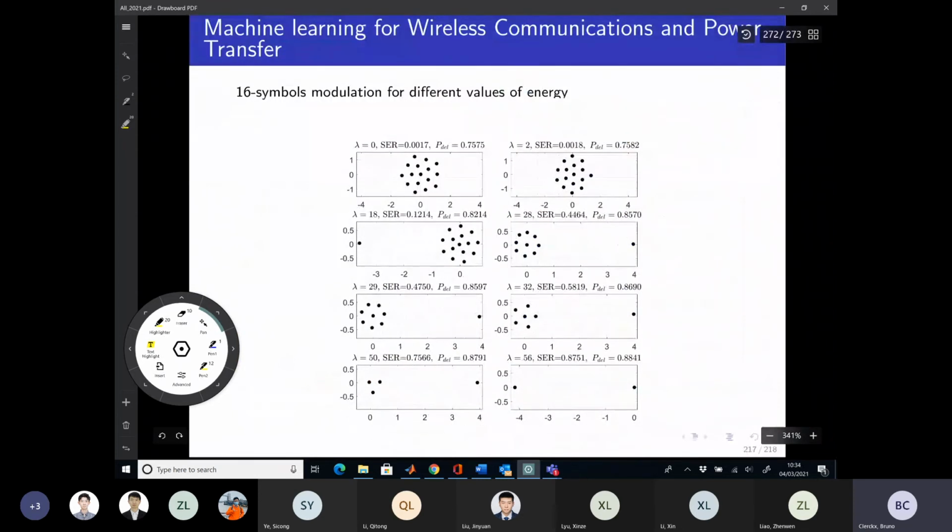Right, some other stuff that obviously is popular is to use also learning techniques, so machine learning techniques in communication and could be in power transfer. And so this is an example of what you can do.